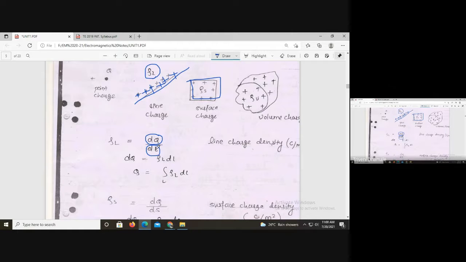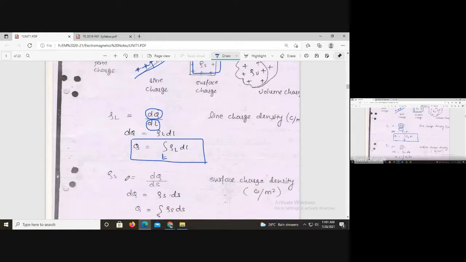Simply you can use q by l, but as in electromagnetics the limits are very high, we first consider dq, the differential charge, and differential length. So dq by dl. So dq is equal to rho l into dl. Total charge is calculated by removing that d and integrating over the limit for that specific length, rho l dl. This is the charge calculation from the line charge density.